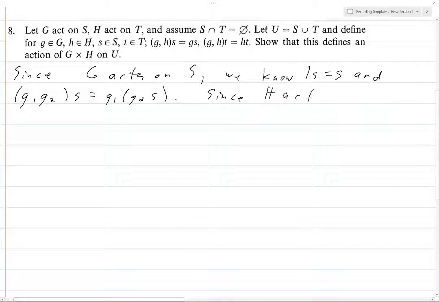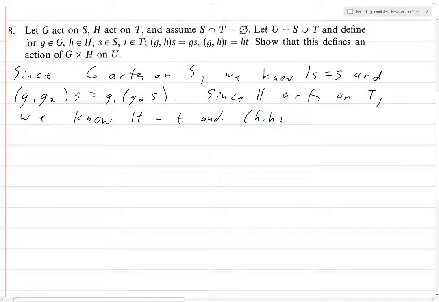Since H acts on T, we know, by the way, that's not "hacts", it's H acts on T, we know 1T equals T, and H1, H2, T is just H1 of H2T.